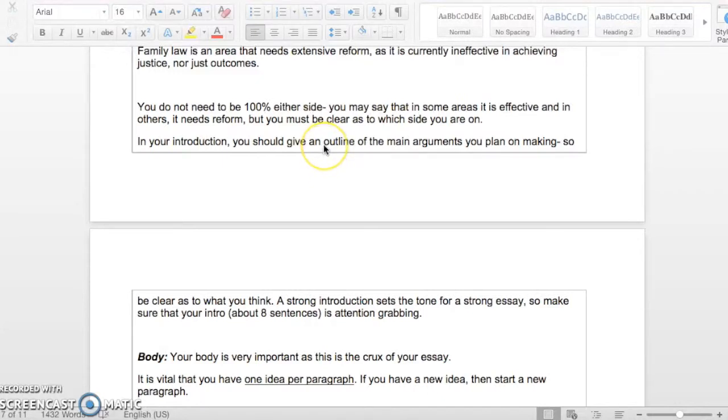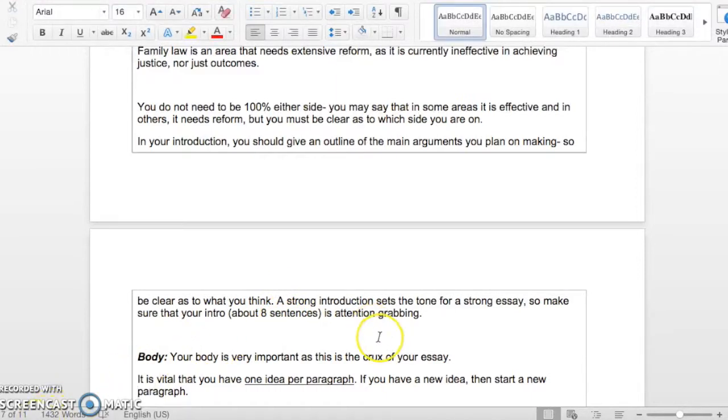Now, if you are just starting out writing essays and you're not really confident, then for assessments, you can write your introduction at the end, but always have it at the top of your essay. You can practice writing it at the end just until you get more confident in your writing of essays. So a strong introduction sets the tone for a strong essay, so make sure that your intro, which should be about 7 to 8 sentences, is attention grabbing.